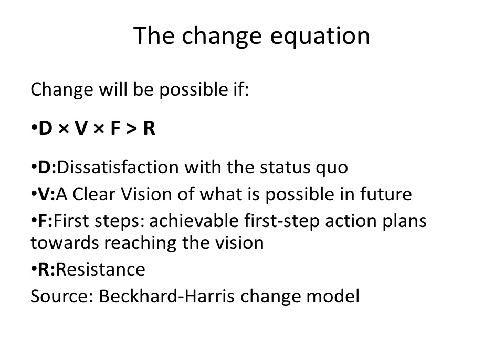Will the change take place? Well, Beckhard and Harris say change is possible if D times V times F is greater than R, and D is how dissatisfied you are with the current status quo, V is have you got a clear vision of what's possible in the future, and F, have you got achievable first step plans that will help you reach the vision, and R is resistance. So a very simple formula, D times V times F must be greater than the resistance.